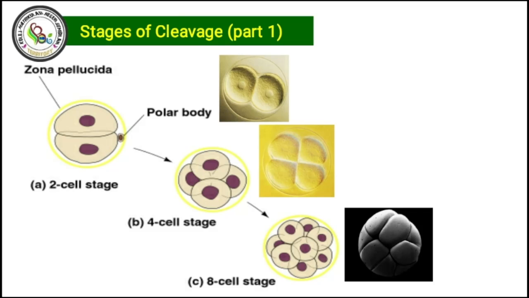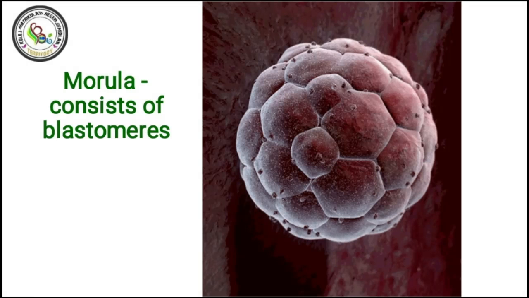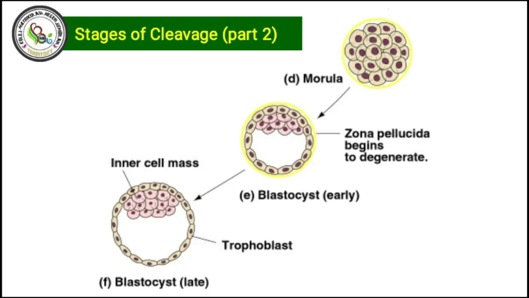This picture shows you the cleavage process from the 2 cell stage to the 8 cell stage. When the cells reach 16 cells or more, it is called a morula. The morula has the same size as the zygote but with more cells. The morula develops into a blastocyst or blastula.